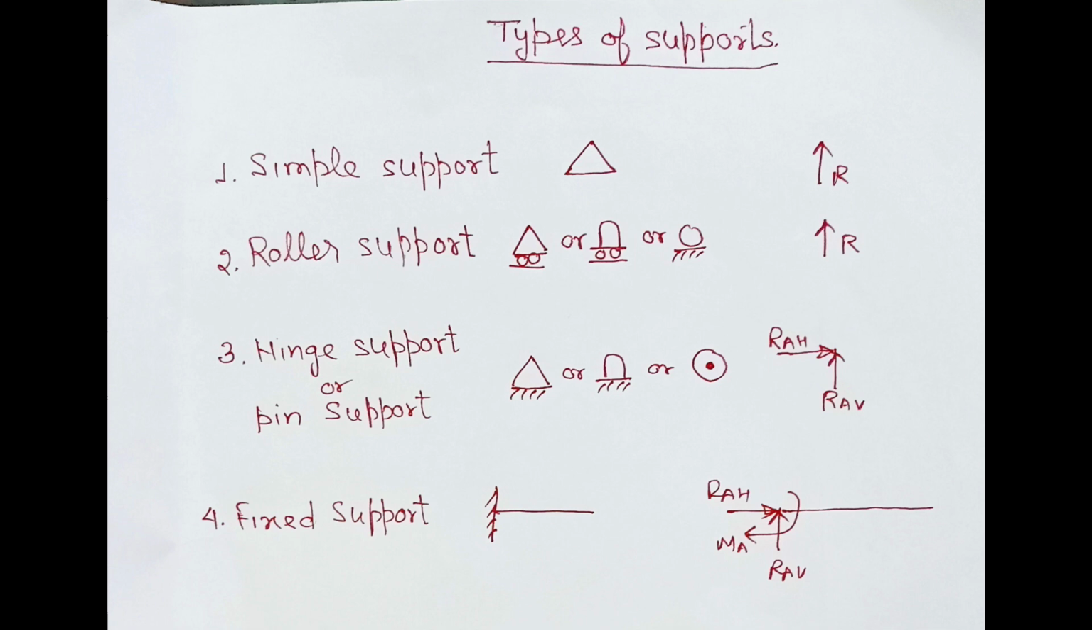So you have to learn which type of support is represented in which way, and when we draw the free body diagram, what reaction we have to take. In case of simple support and roller support, we take one vertical reaction. In case of hinge support, we take one vertical and one horizontal reaction. And in case of fixed support, we take one vertical, one horizontal reaction and one moment. So this is all about types of supports.